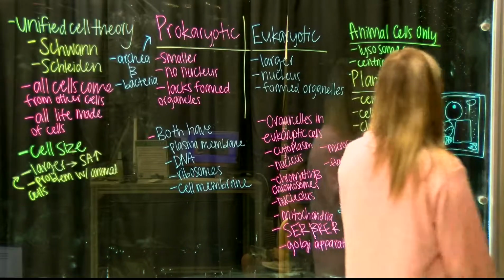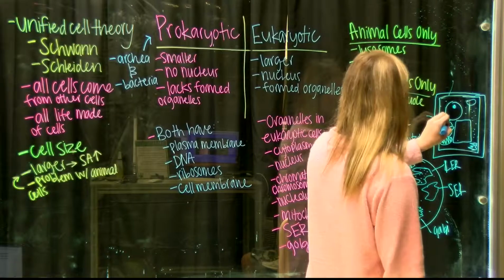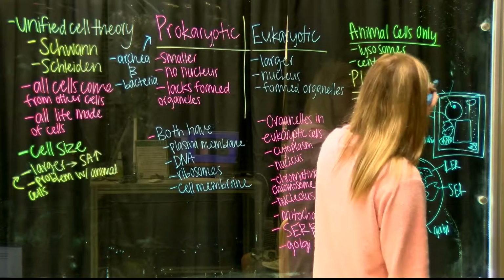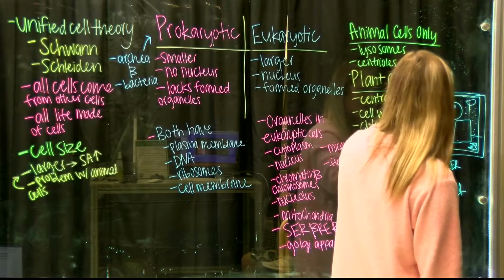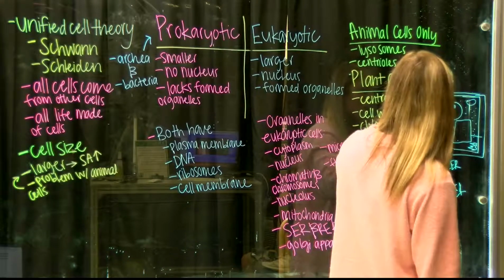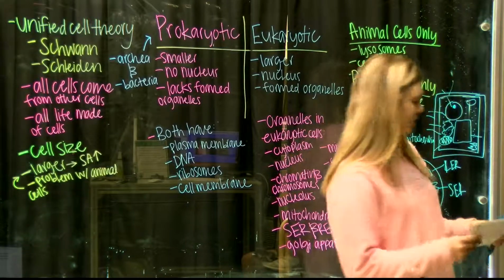And in the plant cell, there's the cell membrane, the cell wall, the nucleus, nucleolus, central vacuole, rough endoplasmic reticulum, smooth endoplasmic reticulum, the mitochondria, and that's about it.